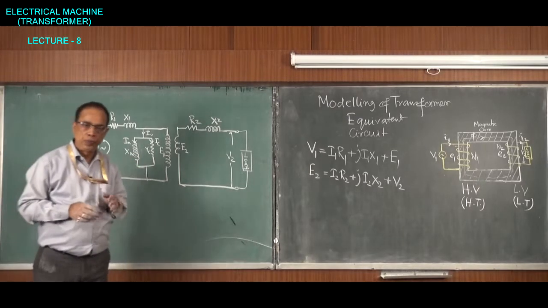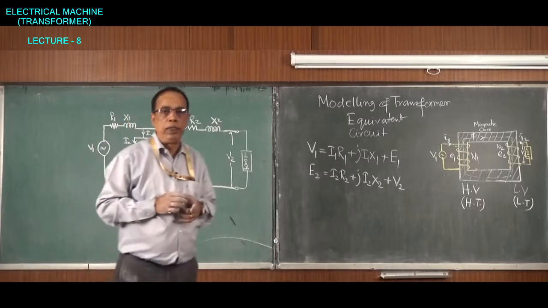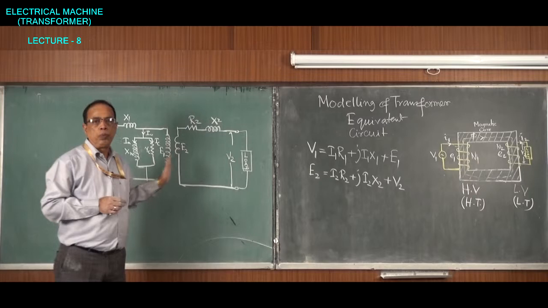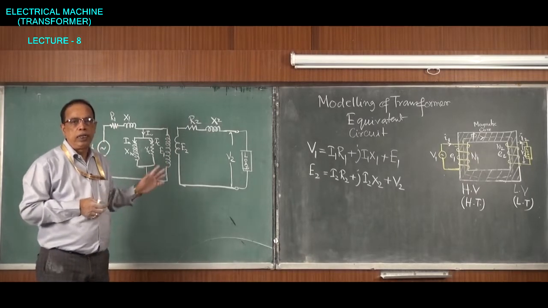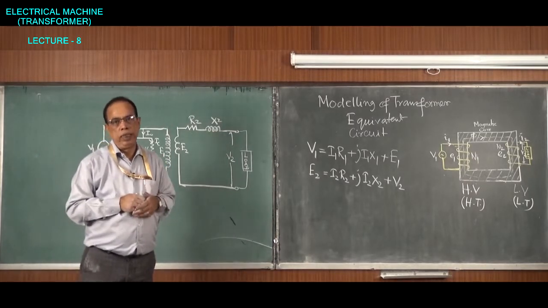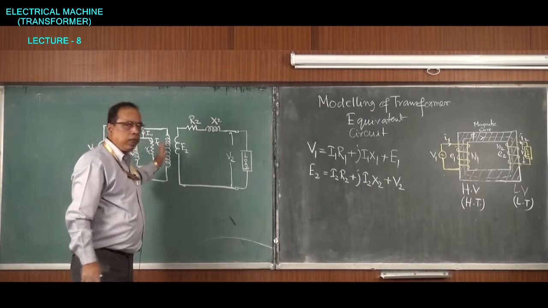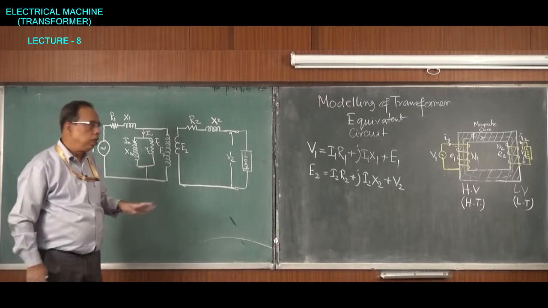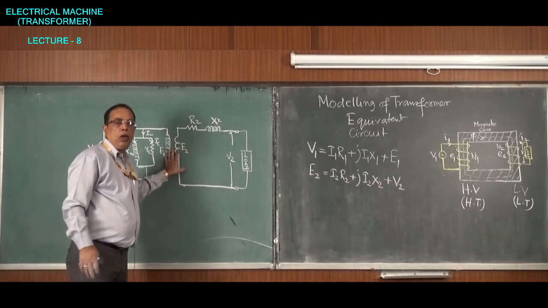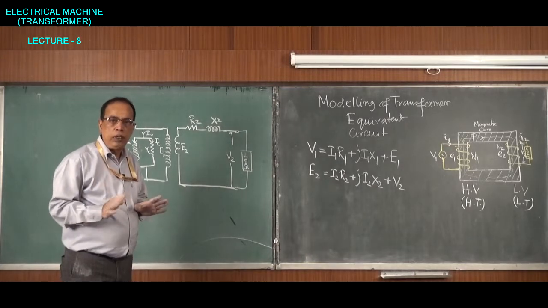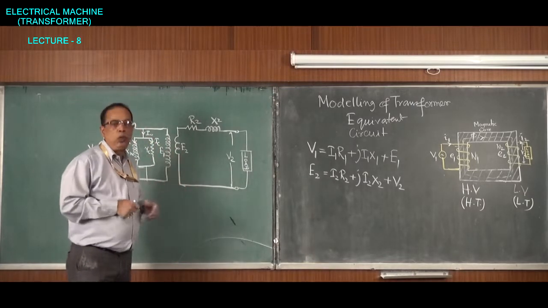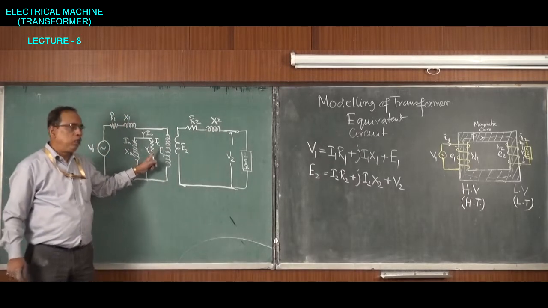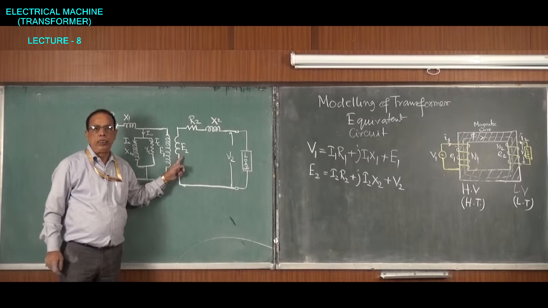Now what you want is that instead of these two loops, if there is one loop, then solving the circuit becomes much easier. So this is a coupled circuit, a magnetically coupled circuit, electrically isolated but magnetically coupled. If we can delete this coupling system, then this circuit will be much easier. But how to delete it? Here this voltage is E1, here this voltage is E2.